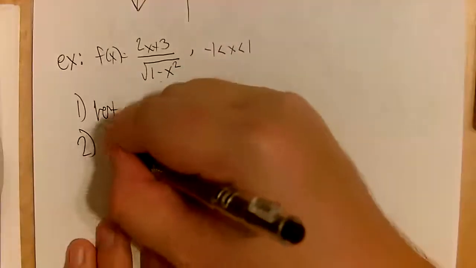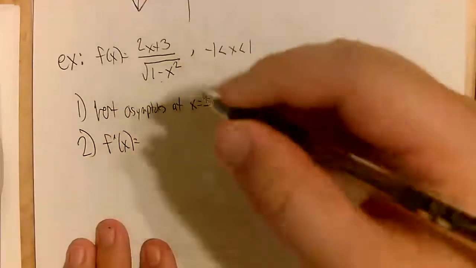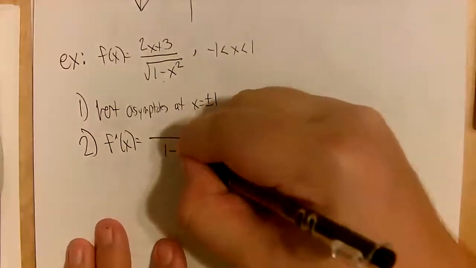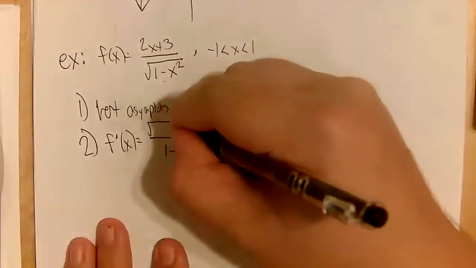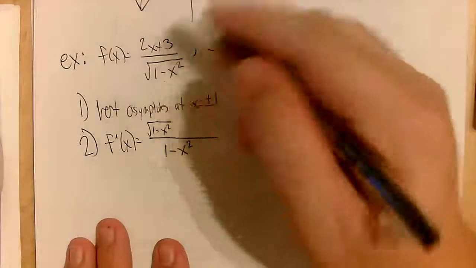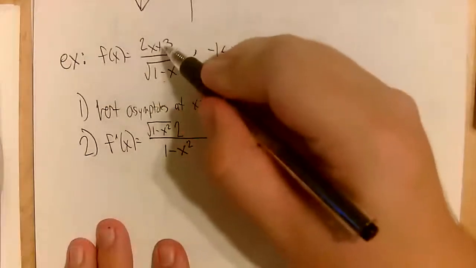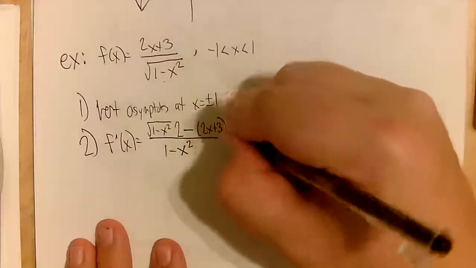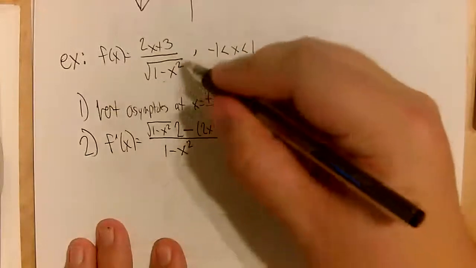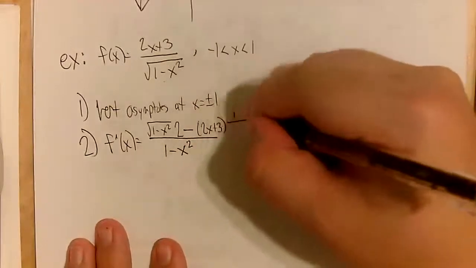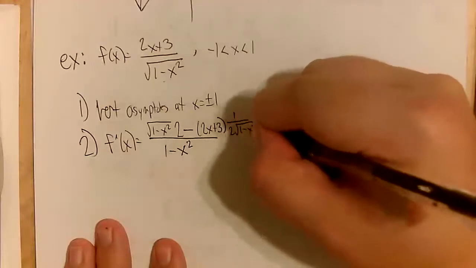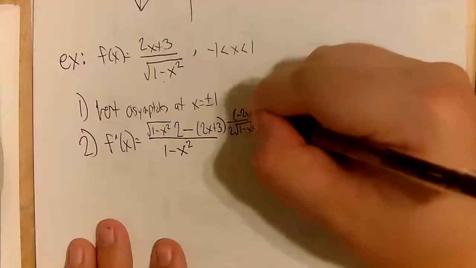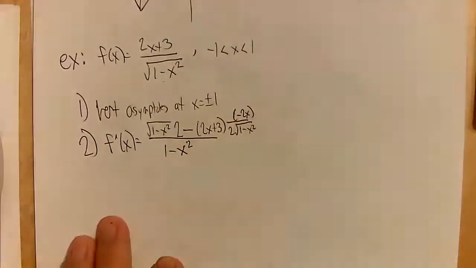All right, next, let's begin finding our critical points and where we're increasing or decreasing. I'm going to need to do the quotient rule here. So I square the bottom, bring the original bottom up here, do the derivative of the top, which is 2. Then I subtract, leave 2x plus 3 alone, and then do the derivative of square root of 1 minus x squared, which will be 1 over 2 root 1 minus x squared, and then we multiply by the derivative in here, which we will write as negative 2x.